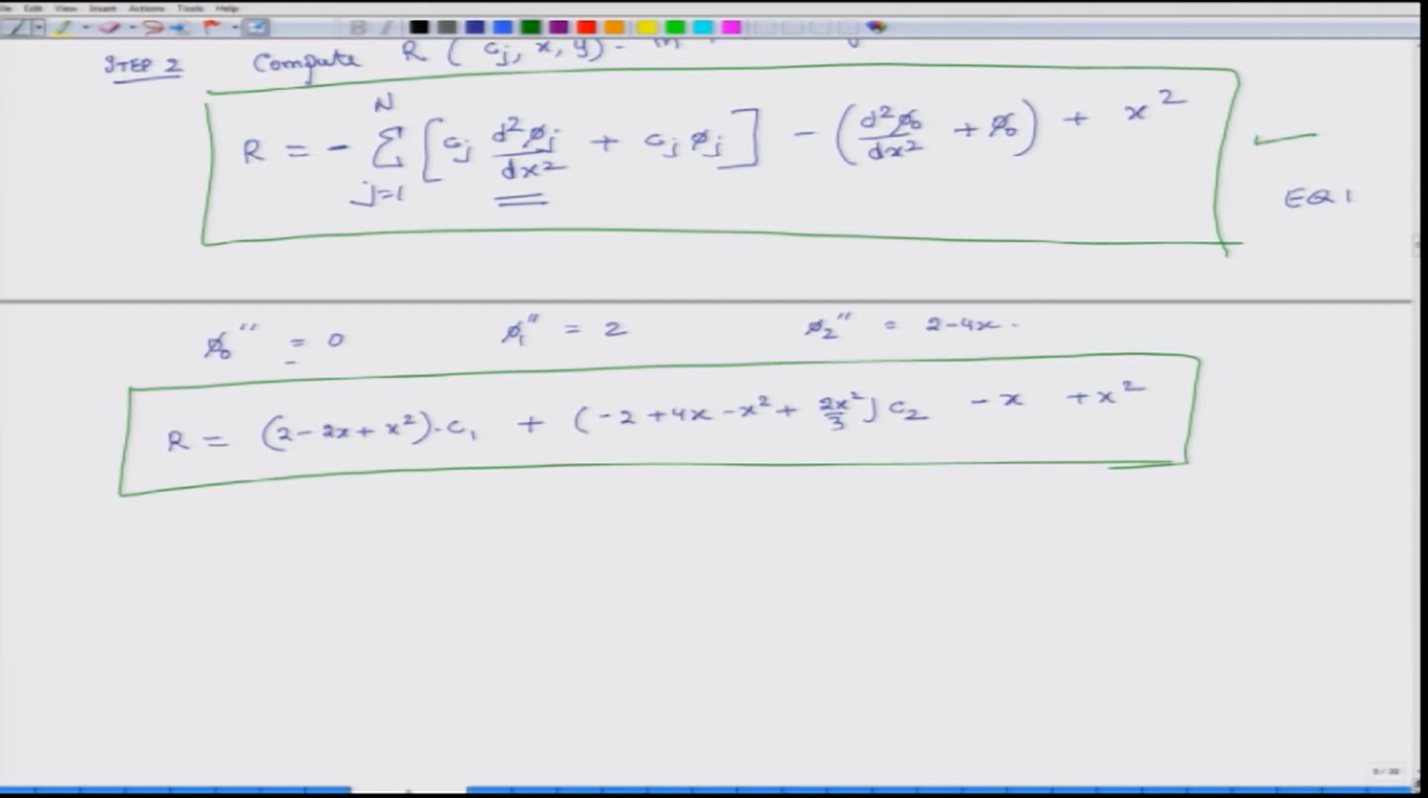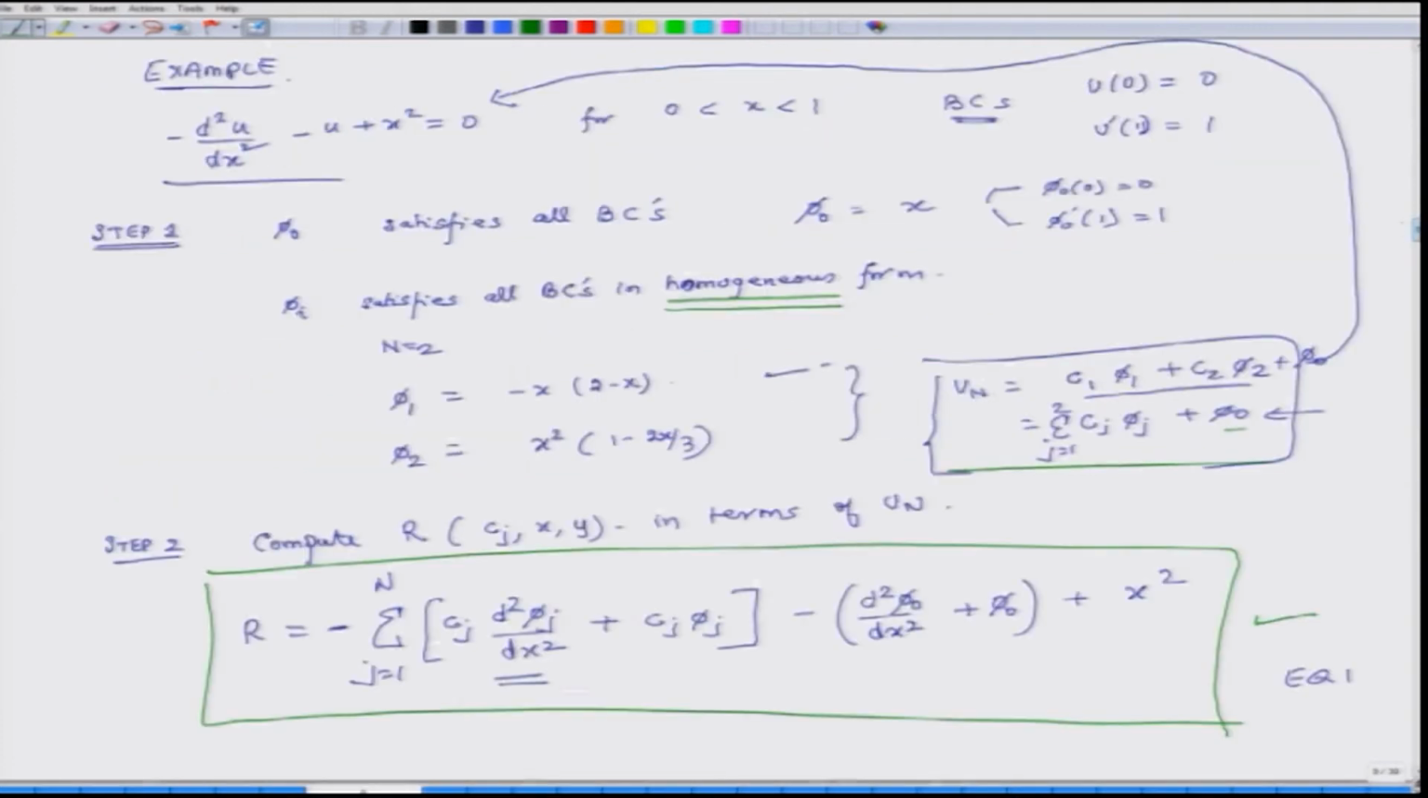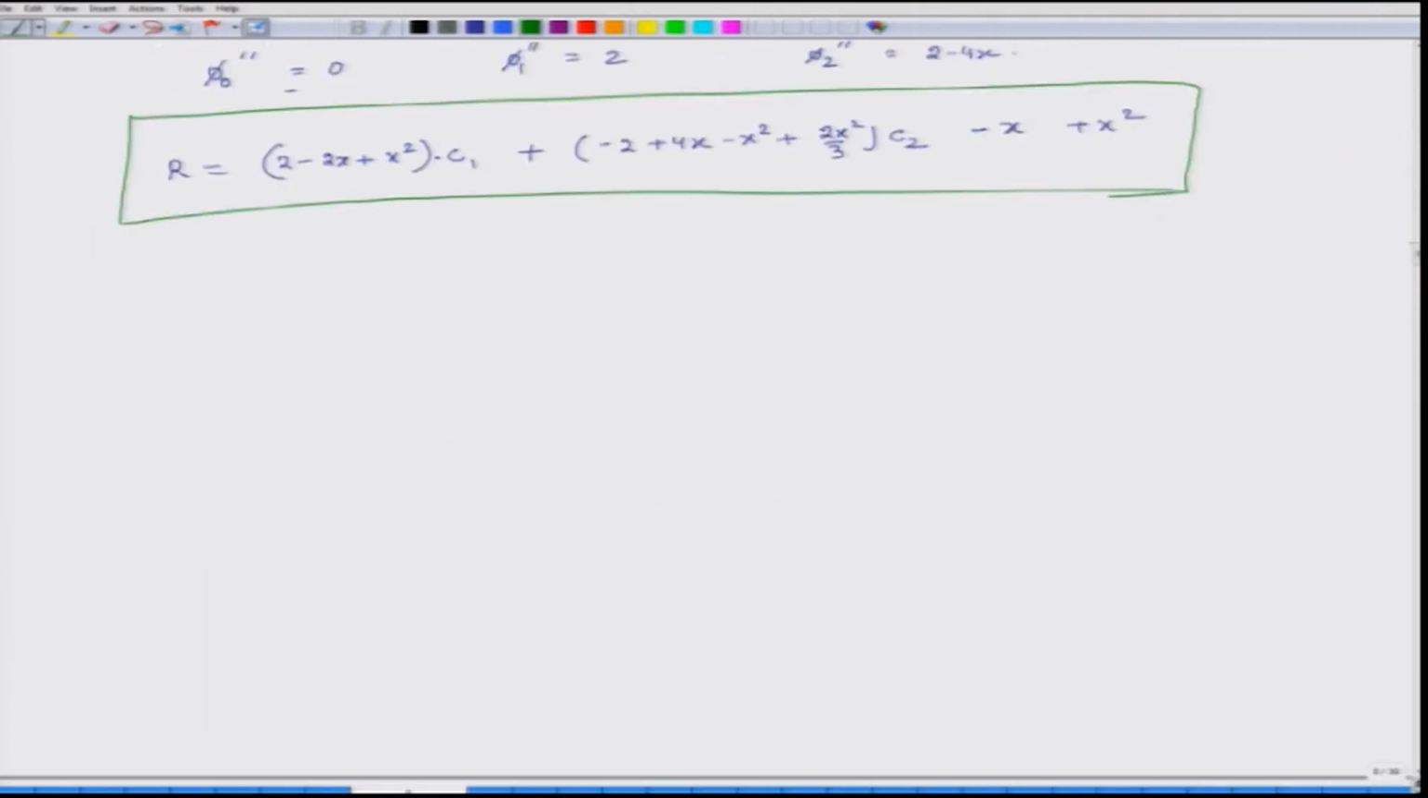And what is my goal? I have to find C1 and C2. If I know C1 and C2, then I can calculate u at all locations in my domain using this relation. My problem right now is that I do not know C1 and C2. To find them we will apply different weighted residual methods, and for different methods we have to make different choices of weight functions. Our first method is Petrov-Galerkin.